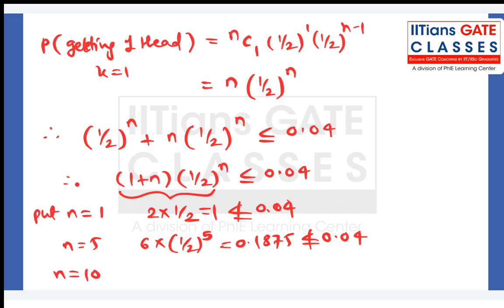So 10 will be 11 into 1 by 2 to the power 10. Okay, 2 to the power 10 is 1024. That is 11 divided by 1024, if I'm not wrong. And that value is 0.011. Yeah, and that is less than 0.04. So that means your n must be between 5 to 10.